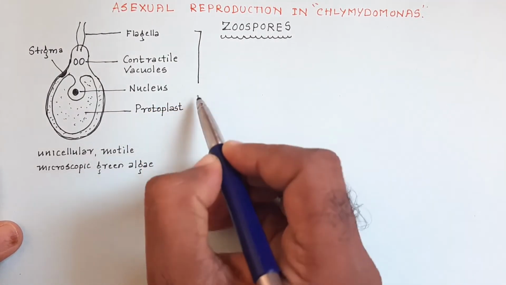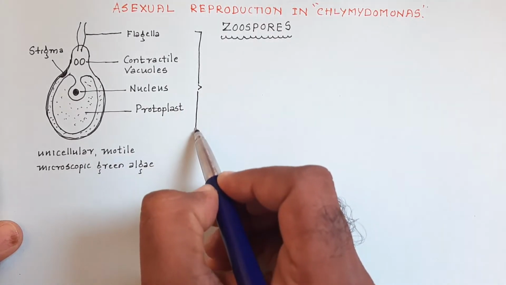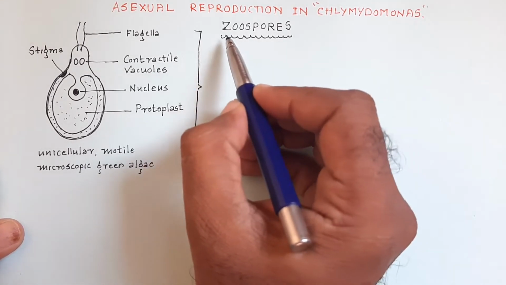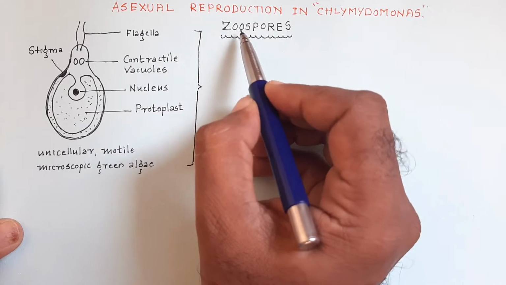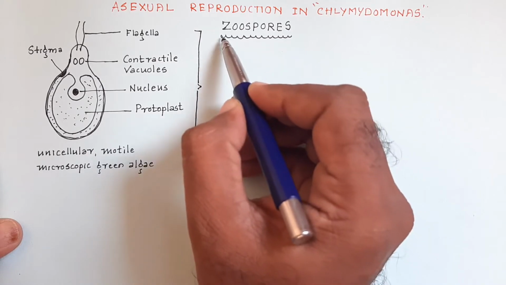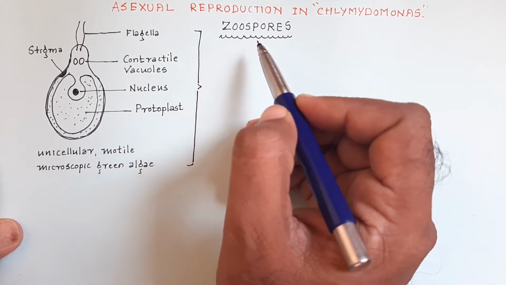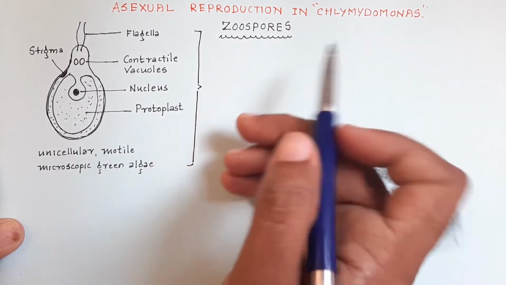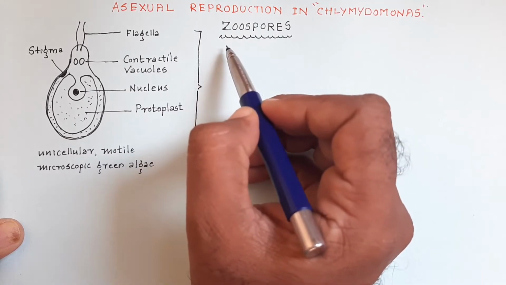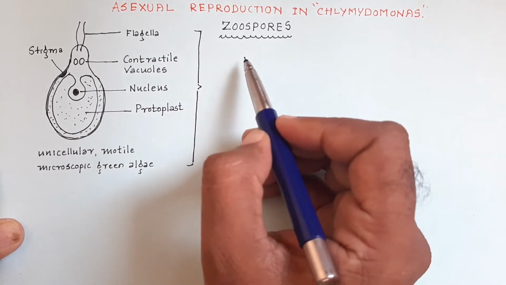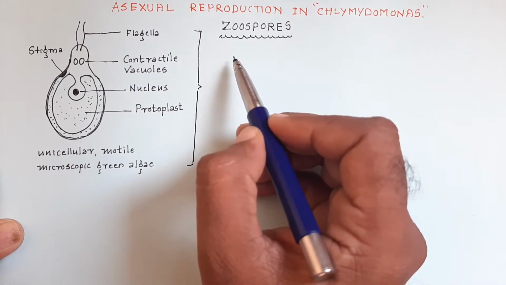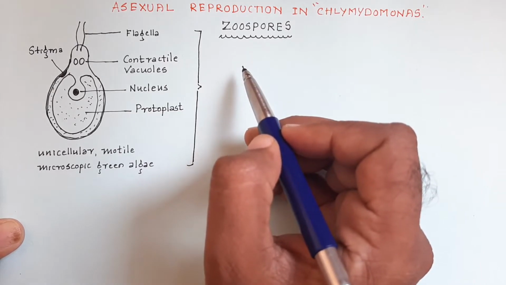So after studying the basic structure of Chlamydomonas, we must focus on the role of zoospores. How do the zoospores play an important role in asexual reproduction of Chlamydomonas? Because in the textbook, the explanation about zoospores is not at all adequate. That is why we must understand in detail what zoospores actually are and how they play an important role in asexual reproduction.